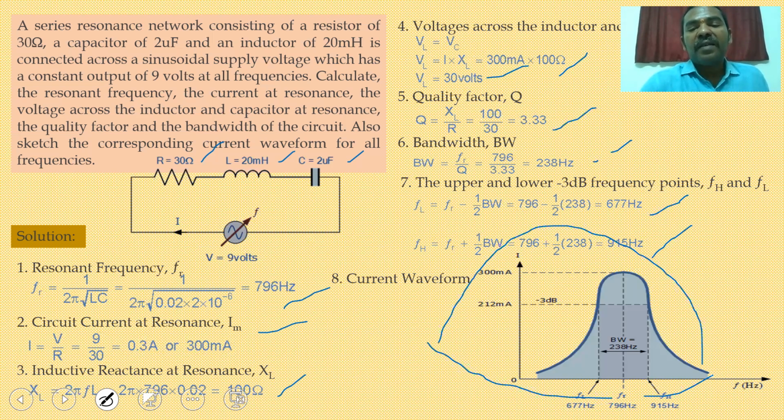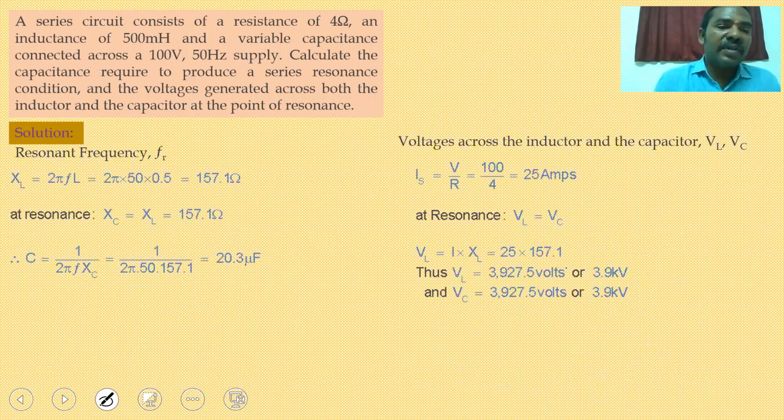So under the bandwidth condition of 3 decibel, that is V divided by root 2 times of R value. So that is 212 milliamperes, and the maximum value of current under resonance is 300 milliamperes. So then come to one more series circuit.